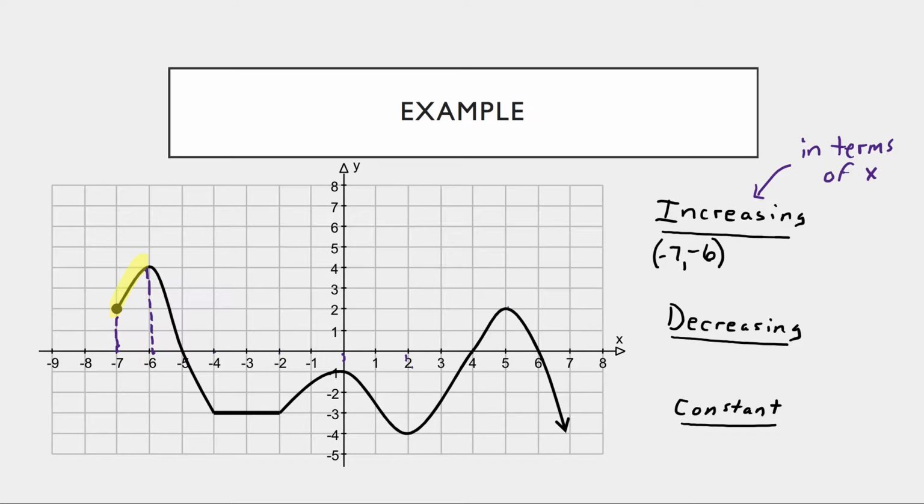Let's look for another place on the graph where it's increasing. So we could say that the graph is also increasing on this section. And so that section of the graph, the increasing, begins at an x value of -2 and ends at an x value of 0. And then the graph is also increasing here. And so the increasing begins at an x value of 2 and ends at an x value of 5.